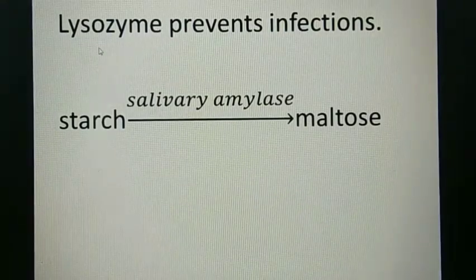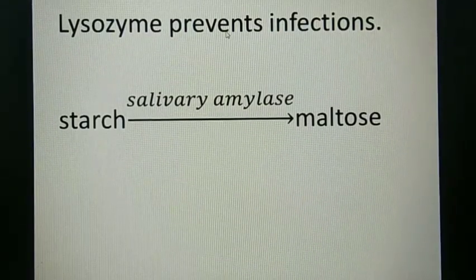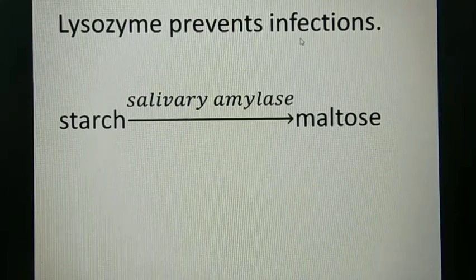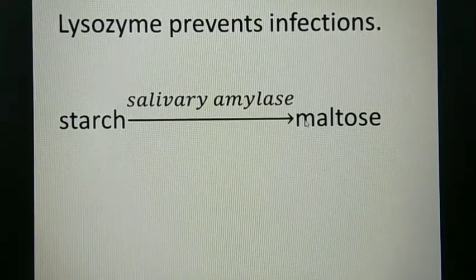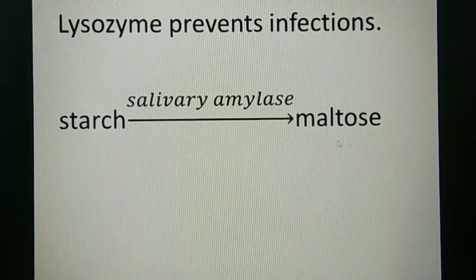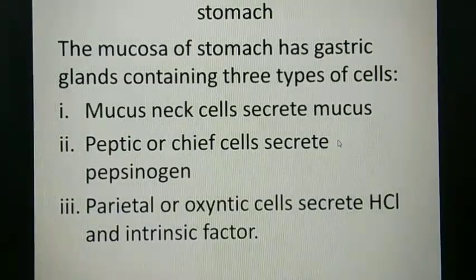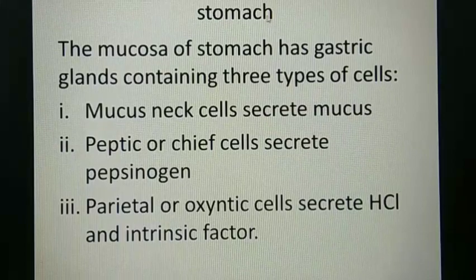Then the lysozyme in the food saliva prevents infections, and salivary amylase converts starch to maltose. Maltose is a disaccharide. Next, stomach. So now we discussed the digestion in the buccal cavity.